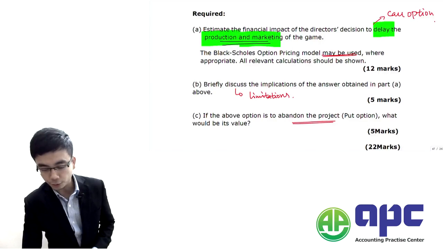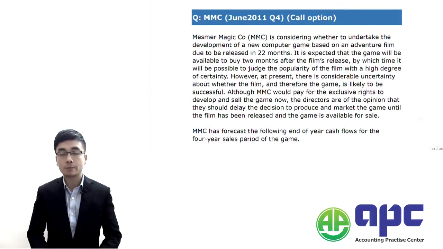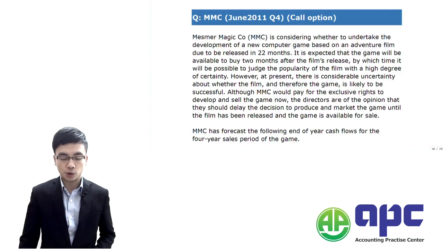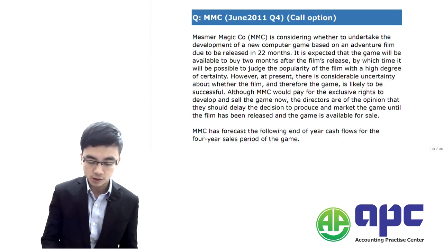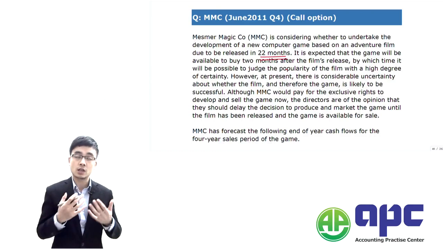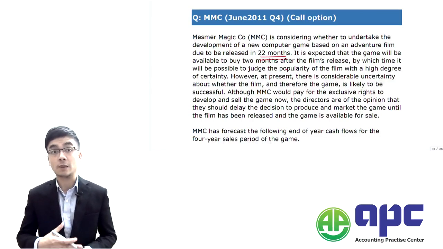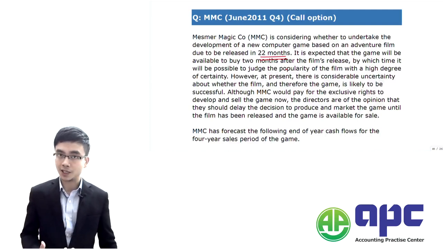So let's read through the scenario together then. Okay, so I told you this question is called MMC is considering whether to undertake the development of the new computer game based upon the adventure theme due to be released in 22 months. Okay, so that theme is to be released in 22 months, but our option is to consider the marketing and development of the game. So what would be the time then? It's not 22 months here, but perhaps it will be others.